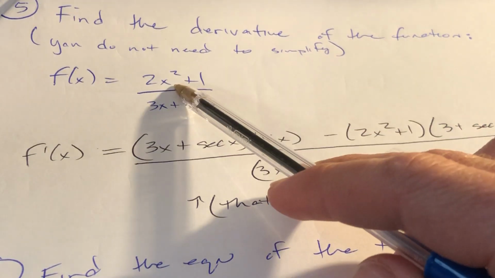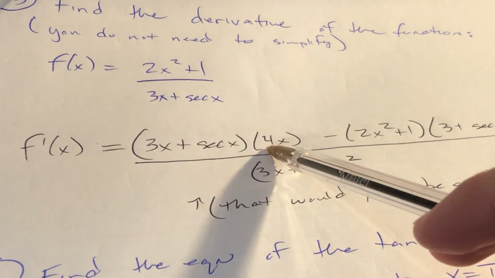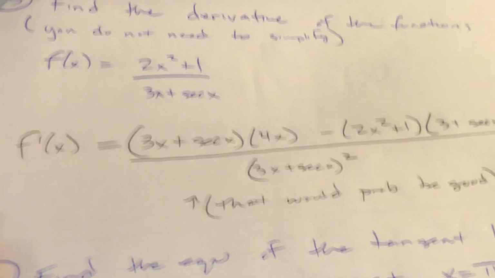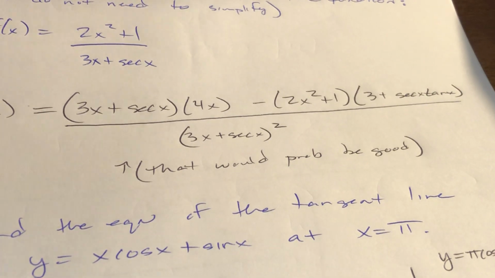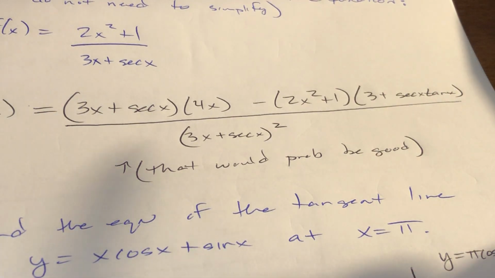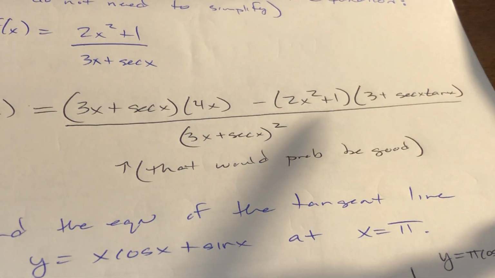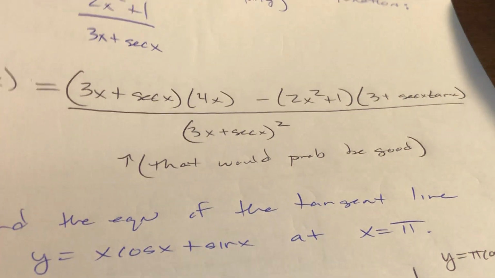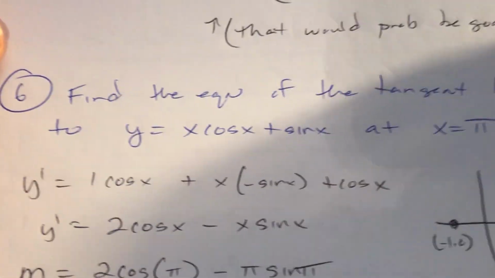Low d high minus high d low all over the square of what's below. That would probably be good. I mean, they said you don't need to simplify, so they're not asking you to FOIL this or distribute this. That would probably be good for them. All right, we're getting a lot of this already, acing it.